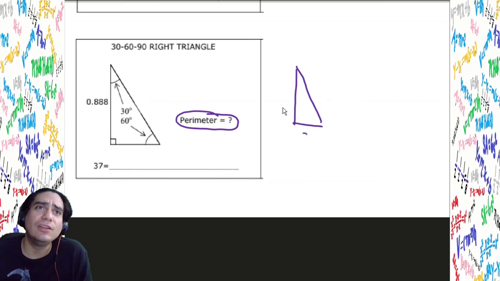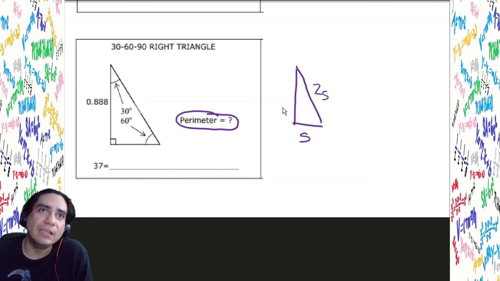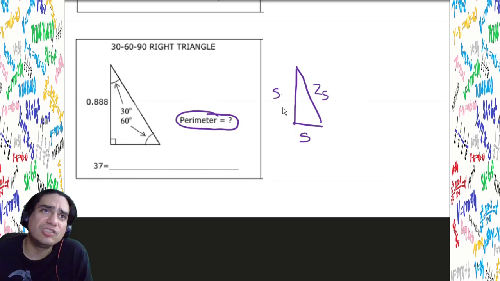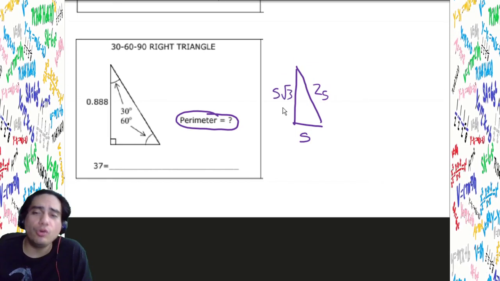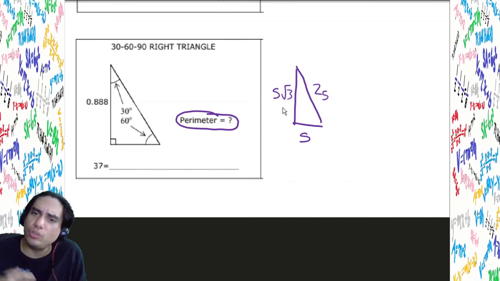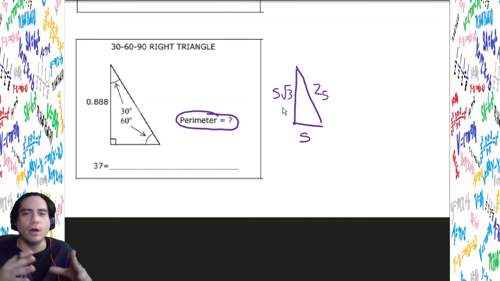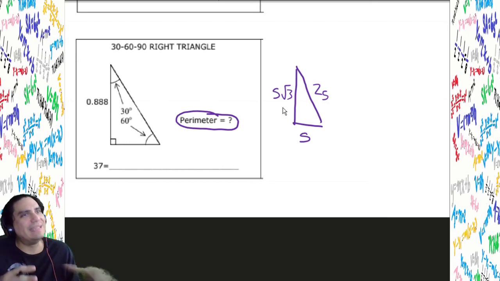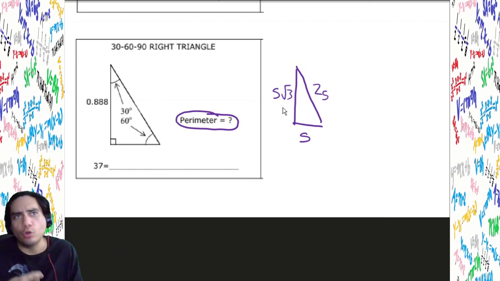If you do not know this pattern, if you know this pattern, my gosh, this is super easy. But if you don't know it, you may have to do some Pythagorean theorems, trigonometric ratios. You may have to work forwards and back. It's a lot of work, but it's kind of easy. So let's go ahead and show you what I would do.